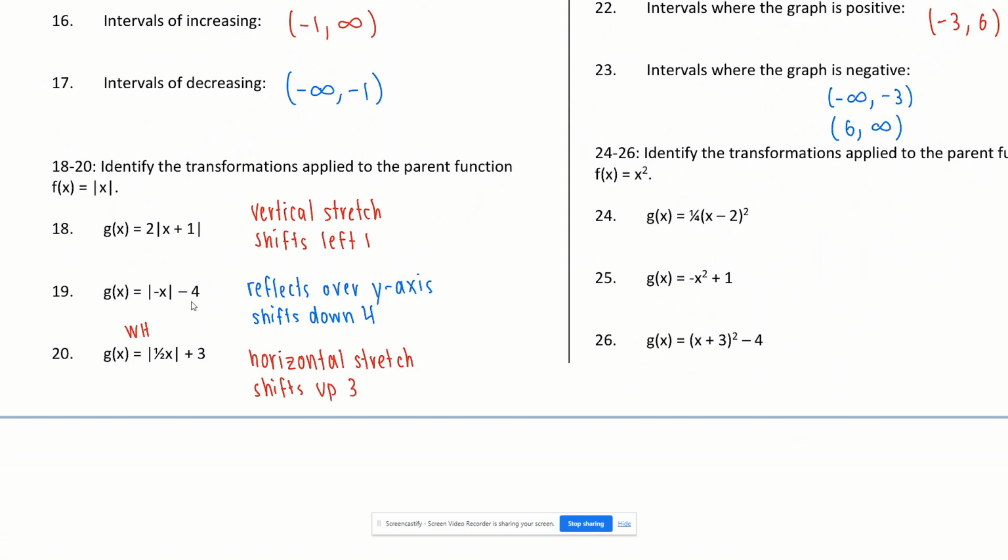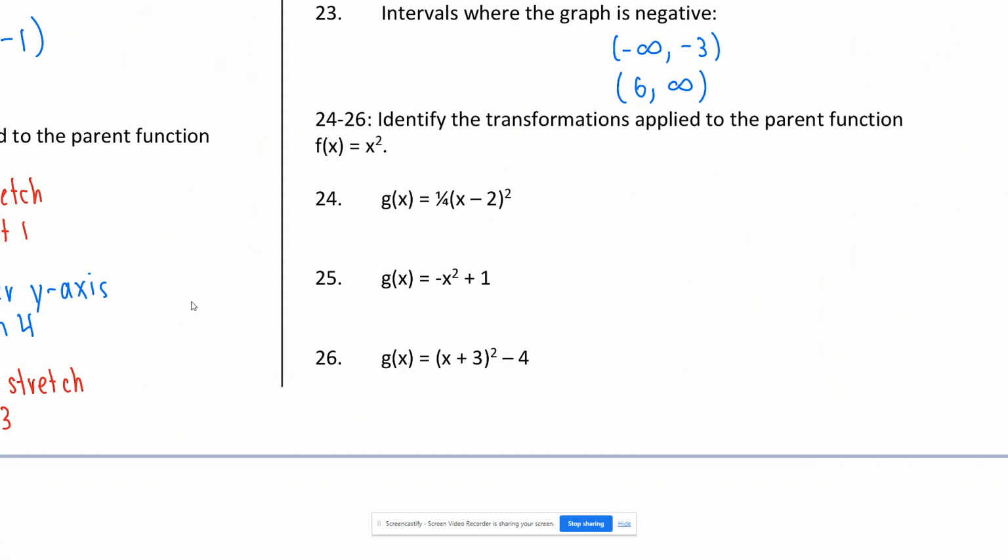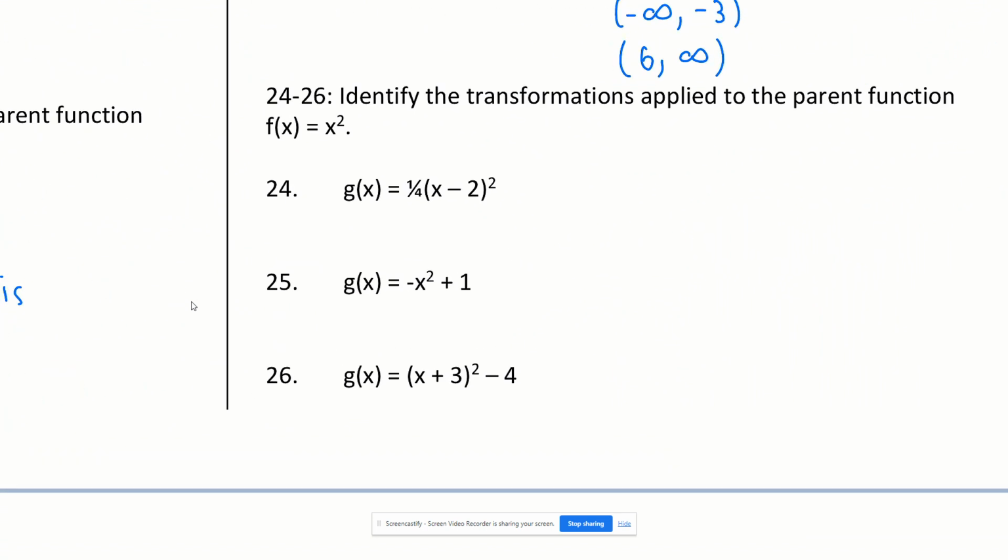Last 3. I'll go fast. That is wide, vertical. What move vertically makes it wide? A vertical compression. Hopefully you already did these anyways, and you're just checking them. And then that -2 inside means it's the opposite, +2, horizontal shift, so it shifts right 2.